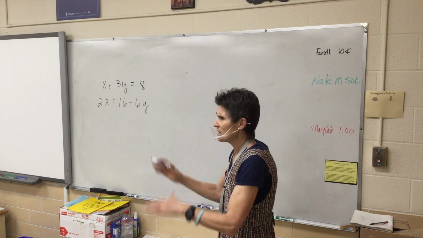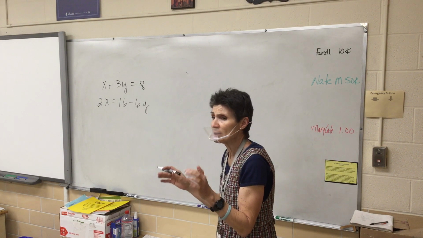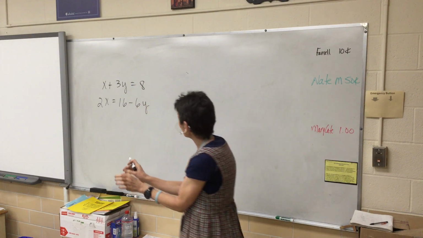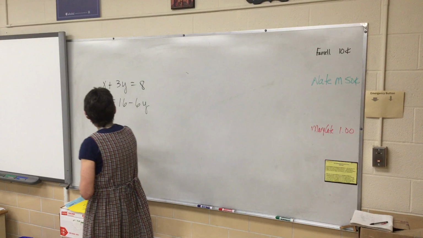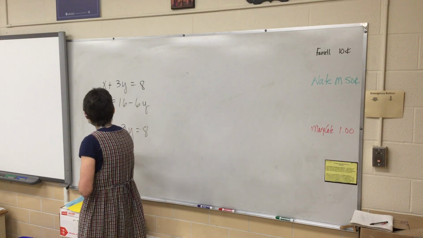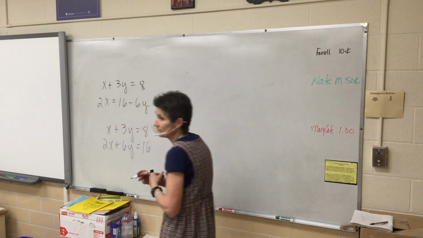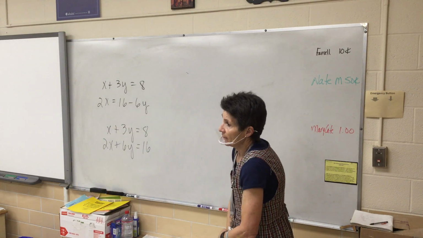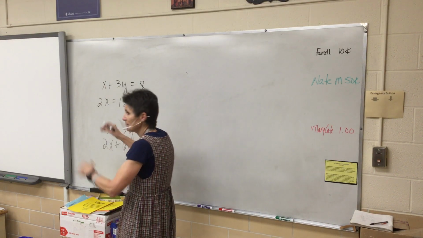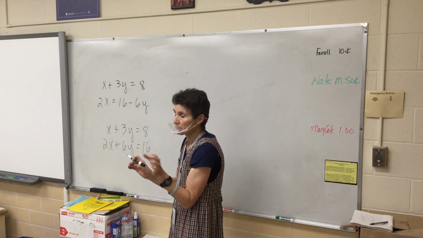Oh, this is gonna work out perfectly. Things aren't lined up very well, are they? If you're going to eliminate, you need things lined up. So I'm going to go ahead and move this 6y, so x plus 3y equals 8. And then 2x plus 6y equals 16. Everybody see what I did? I moved this over here because if I'm doing elimination, things have to be lined up. All right?